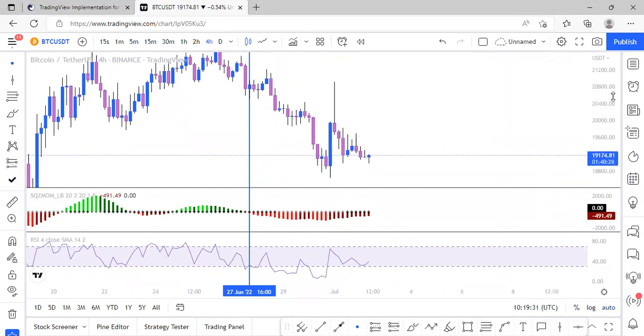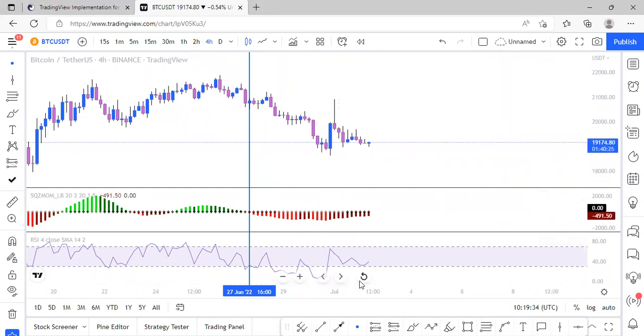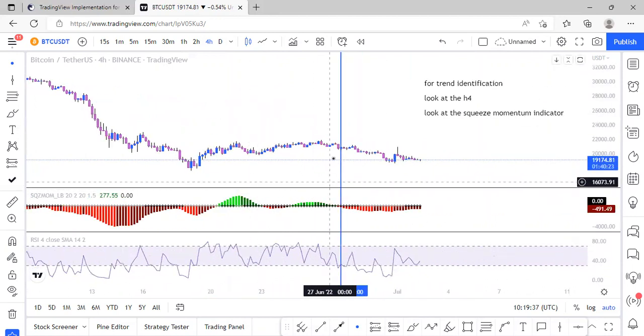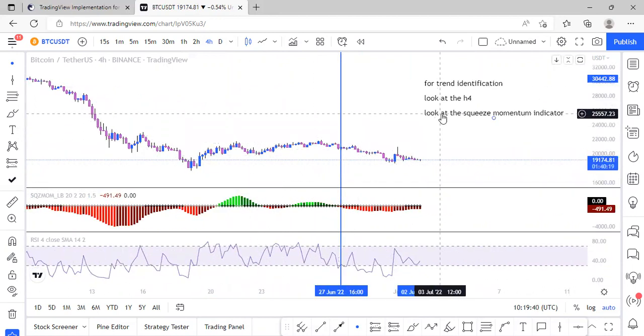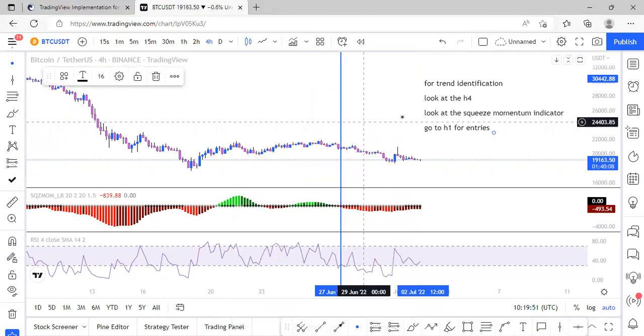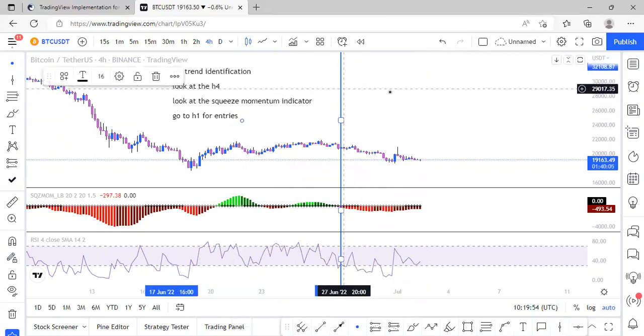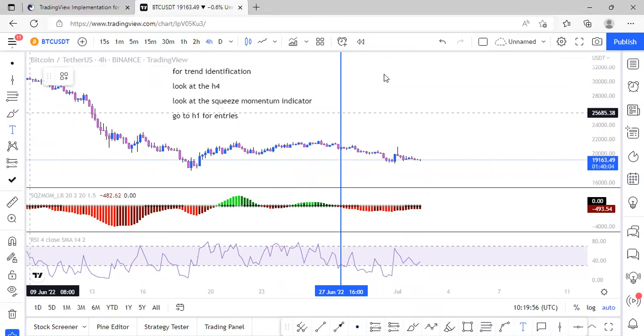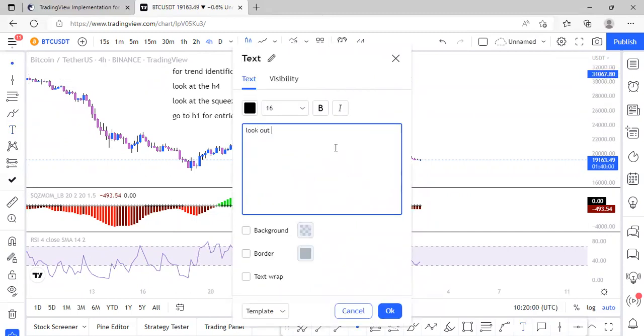How do you enter for a sell or for a buy? Okay, so after having identified this, the next thing is go to H1 for entry. Go to H1 for entries. Now, when you go to H1 for entries, you can look out for order blocks or divergence on the RSI.